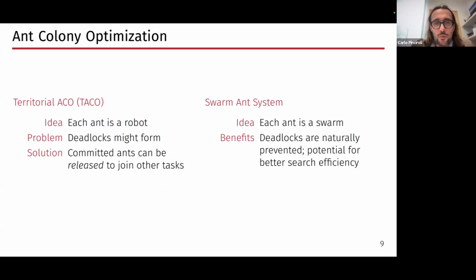The idea in that case is that one ant is a robot. We basically allow each individual robot to form a path probabilistically. So it's essentially a little bit like Monte Carlo search.